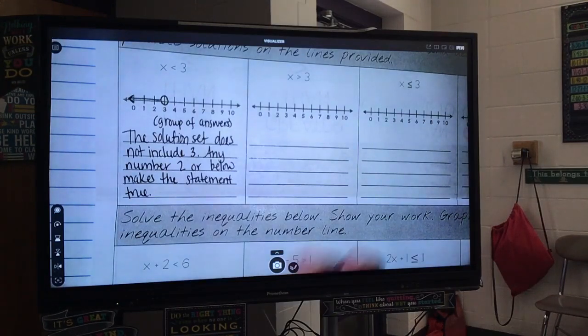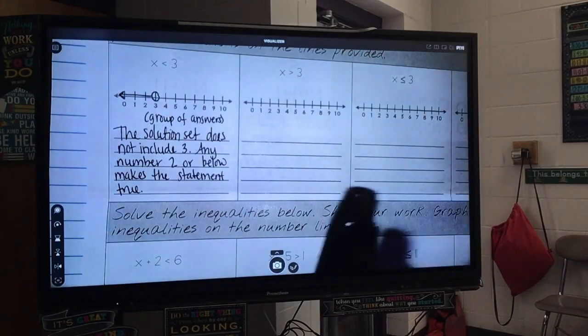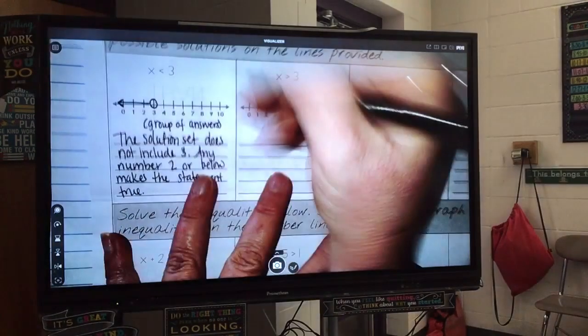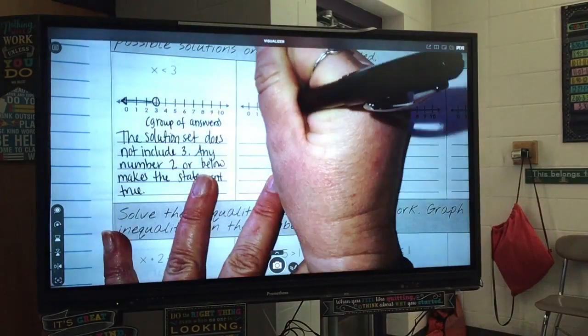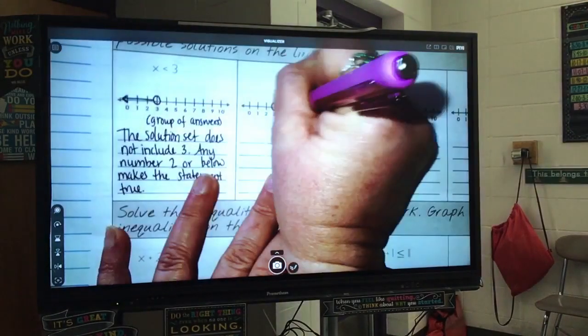All right, the next one. X is greater than 3. So where is our circle going to go? On 3. Open or closed? Open. All right. Which direction? Going to the right.